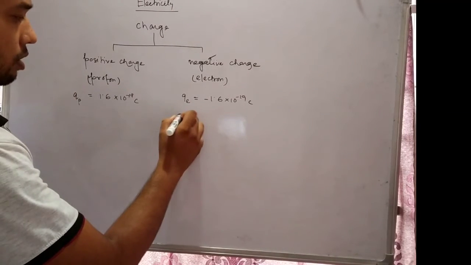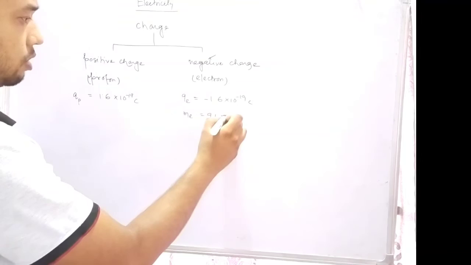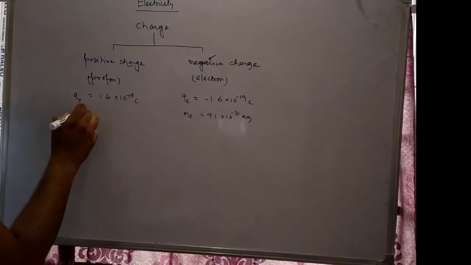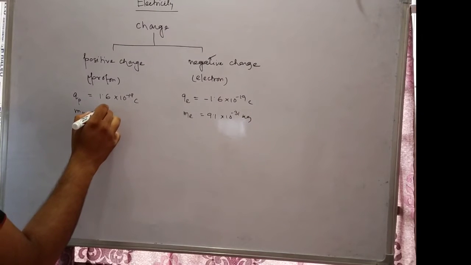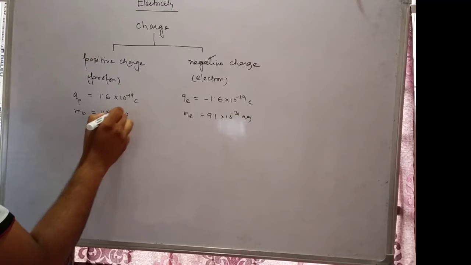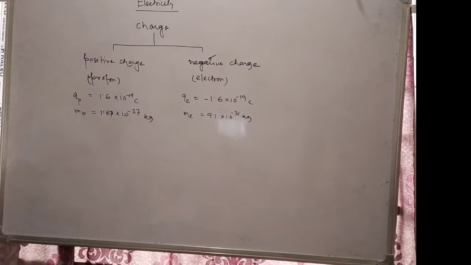Similarly, the mass of a single electron is 9.1 into 10 to the power minus 31 kg, and the mass of a single proton is approximately 1.67 into 10 to the power minus 27 kg. So here the positive charge is heavier than the negative charge. Okay.